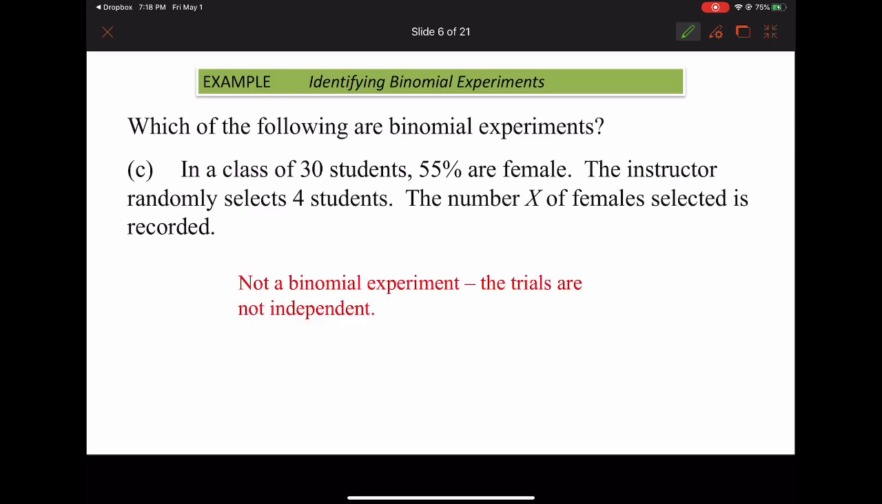It is not a binomial experiment. These trials are not independent. Once I take one person out of the class, it changes the probability of the next one being a female, because now there are only 29 kids in the class. So you could say the trials are not independent, and also the probability of success is not fixed. Hopefully that helps you. Let's move on.